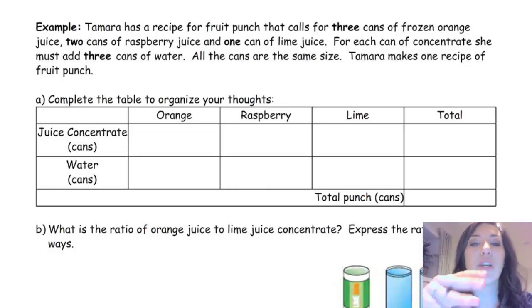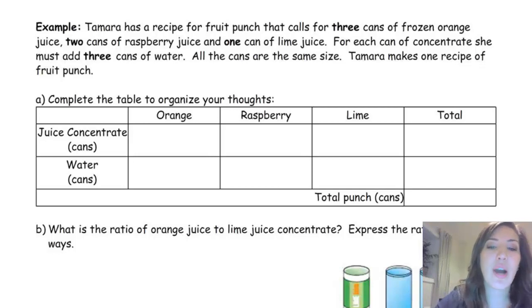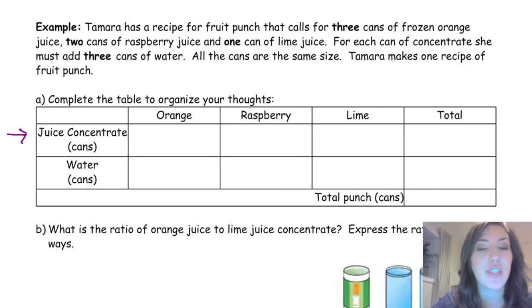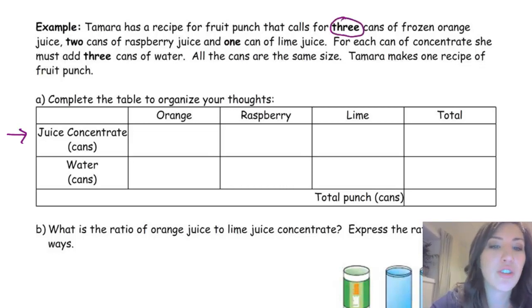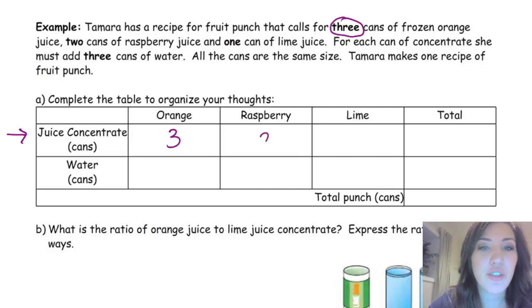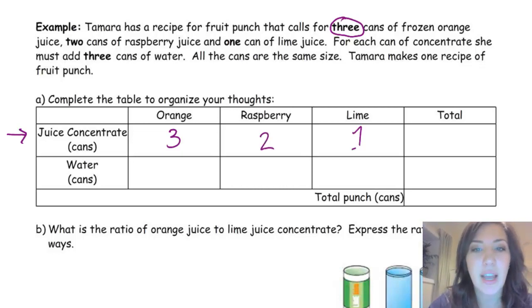We need to read this question carefully because there's a lot of information. Tamara has a recipe for fruit punch that calls for 3 cans of frozen orange juice. So I'm going to skip right down to the table for a second to organize my thoughts as we read this. This row here talks about how many juice cans there are. And we just learned that there are 3 cans of frozen orange juice. So I'm going to write 3 there. 2 cans of raspberry juice and 1 can of lime juice.